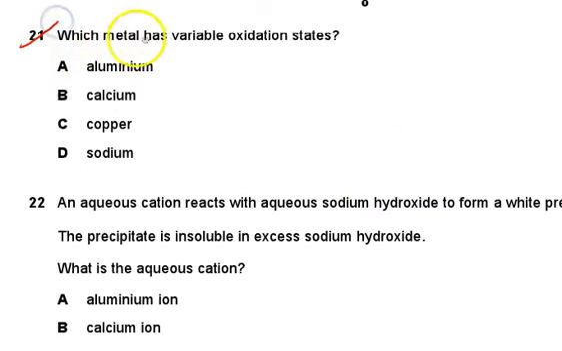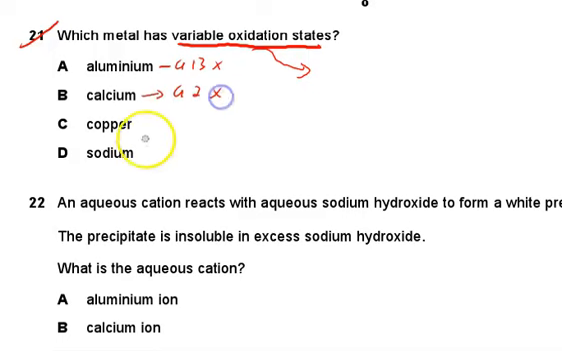Okay, 21. Which metal has a variable oxidation state? Here you have to refer to transition elements. Aluminium is group 13, so no. Calcium is group 2, no. Sodium is group 1, so all of them will have a fixed oxidation state. However, copper can form positive 2 and 1 plus. So this is your answer, C.